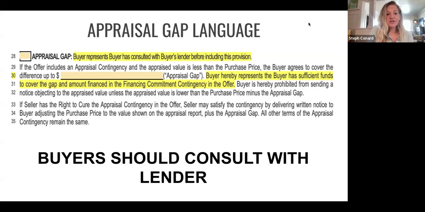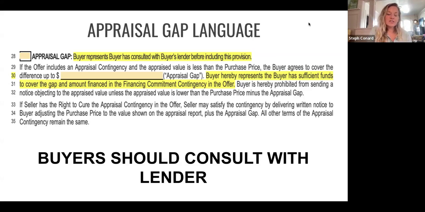But again, it could range, again, 5,000 to 20,000, even more than that, depending on the price point and depending on how much you're going over. That's another variable in this. If the seller has the right to cure the appraisal contingency in the offer, the seller may satisfy the contingency by delivering a written notice to the buyer, adjusting the purchase price to the value shown on the appraisal report plus the appraisal gap. All of the terms of the appraisal contingency remain the same.